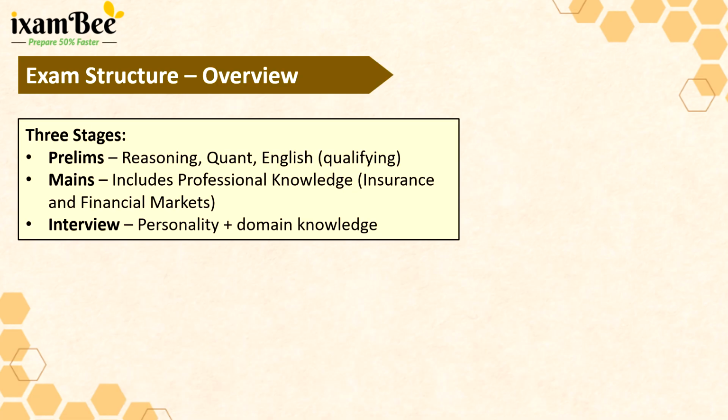So let's talk about the exam structure. In the overview, as you can see, there are 3 stages. First is the prelims, next is the mains, and the third would be the interview round. As far as the prelims is concerned, there will be 3 sections: reasoning, quant, and English. And for mains, there's a major focus on the professional knowledge part of it, which includes insurance and financial markets.